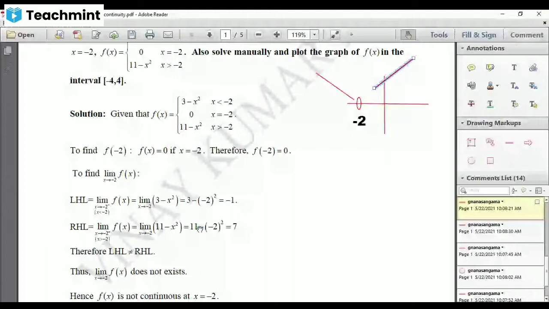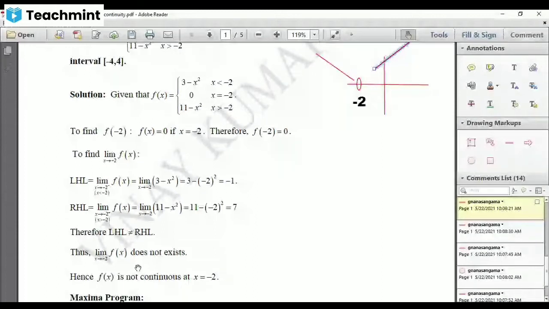So left hand limit exists, right hand limit exists. So the limits exist, but they are not equal. Therefore, limit as x tends to -2 of f of x does not exist. So the second condition has failed. Hence, this function is not continuous because the value of the function is 0 and the limit does not exist.